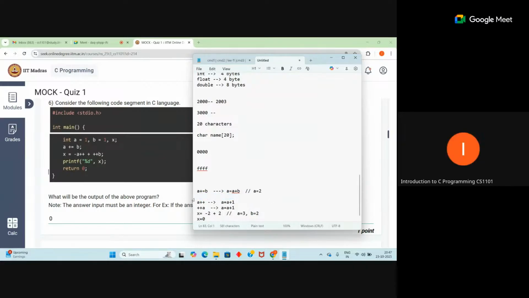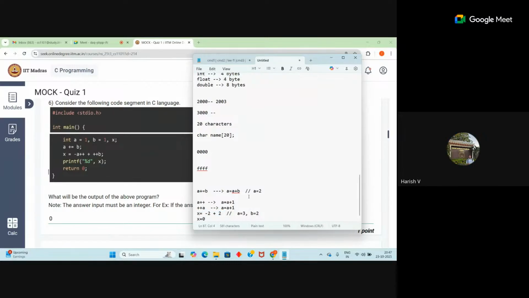Okay. So the first statement executed is this. That means the A and B values are added. So the A value is 1, the B value is 1. It will be 2, and 2 will be stored again in A. So A is updated with the value 2 after executing this statement. Then it will come to this statement, the X value.